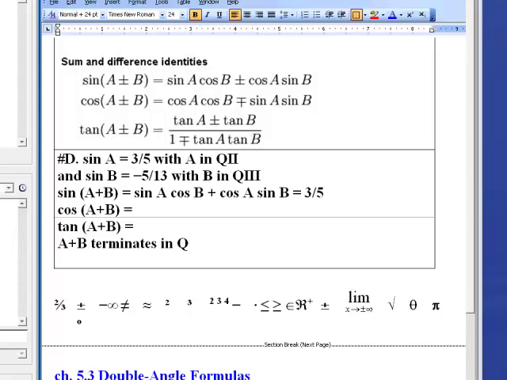Do we know cosine B? No, it's not given. But we have these nice Pythagorean triangles here where we have 3/5, so the missing side is a 4, and here we have 5/13, so the missing side is a 12. We should be familiar with that. You know, 5 squared plus 12 squared equals 13 squared. So we know that cosine on this one here is going to come out to 12/13. And we're in quadrant 3, so it would be a negative. So we have times negative 12/13.